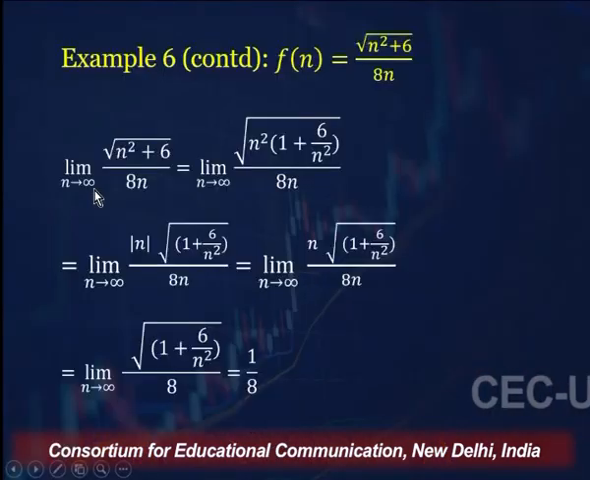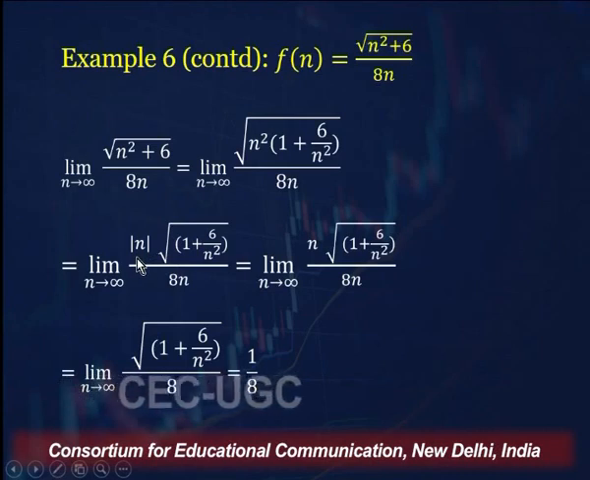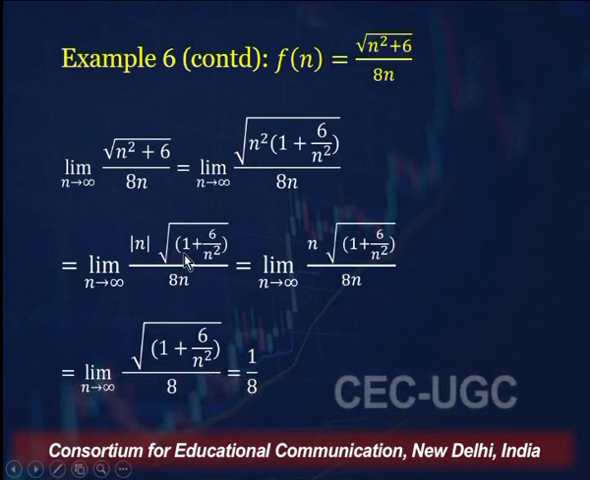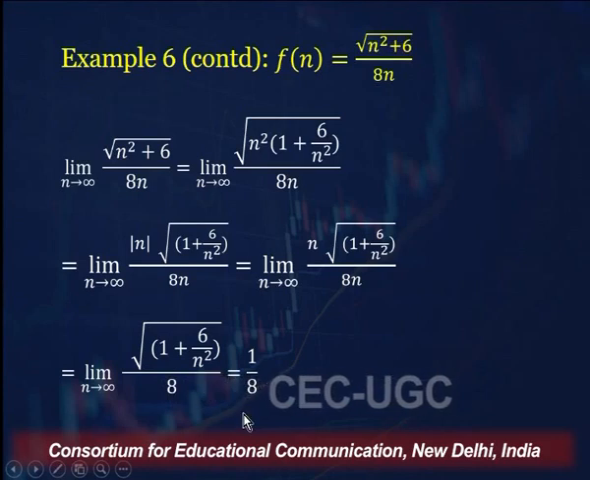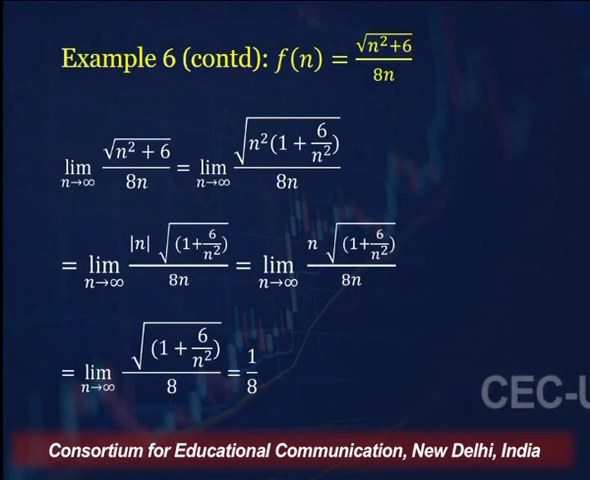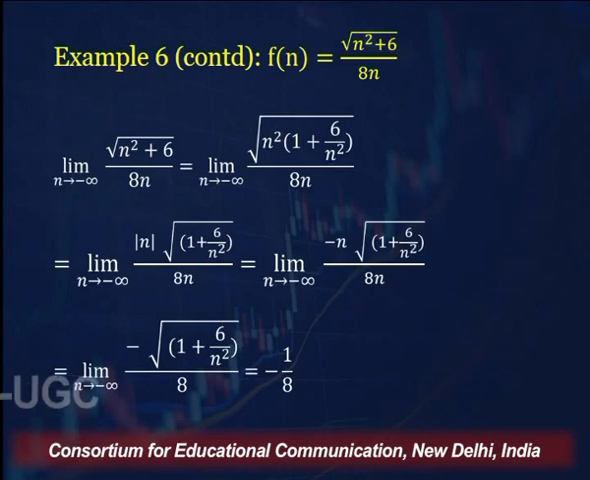So look here, there is definitely a horizontal asymptote, because if n approaches infinity, remember our manipulation is where we are writing the function as mod n times square root of 1 plus 6 by n squared divided by 8n. So if n approaches infinity, we're talking of a large positive number. So absolute value of n will be n itself. So the n's will get cancelled, right? And you can see that as n approaches infinity, the function is going to approach 1 by 8. And similarly, as n approaches minus infinity, the function will approach minus 1 by 8.